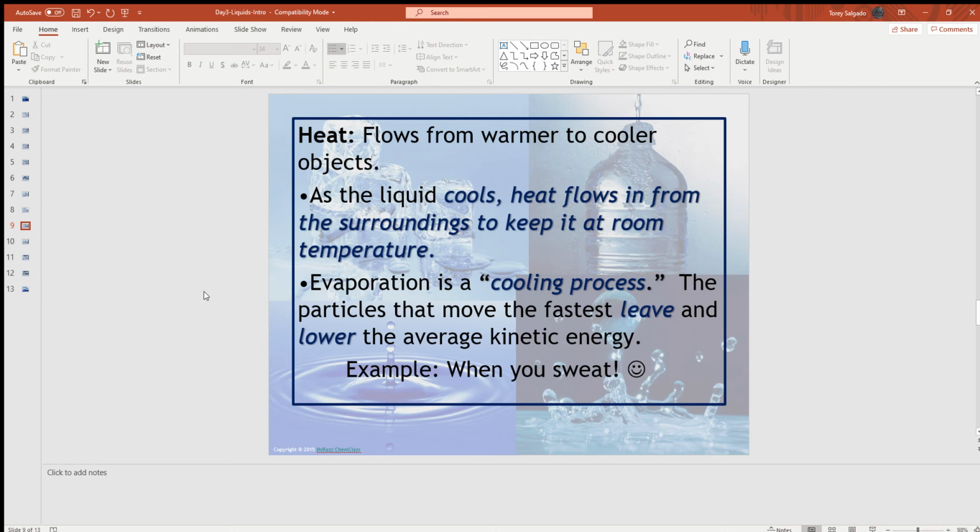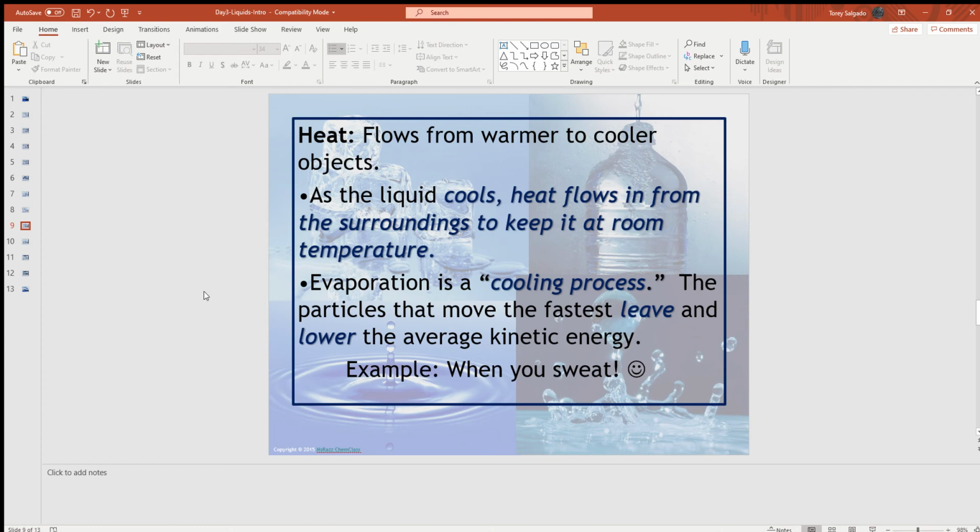It decreases the temperature. So the particles that move the fastest, have the most kinetic energy, leave. They escape the liquid and become gas particles. And because of this, they lower the average kinetic energy of the liquid, right? If all the high kinetic energy particles are leaving, that leaves the lower ones to be left inside of the liquid. So an example of this is when you sweat.